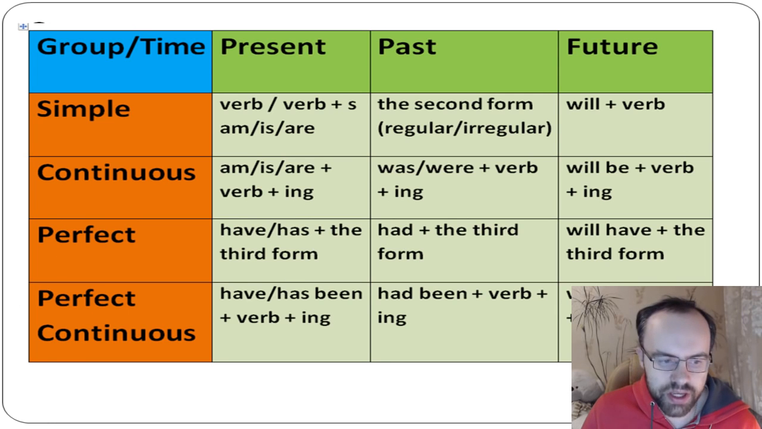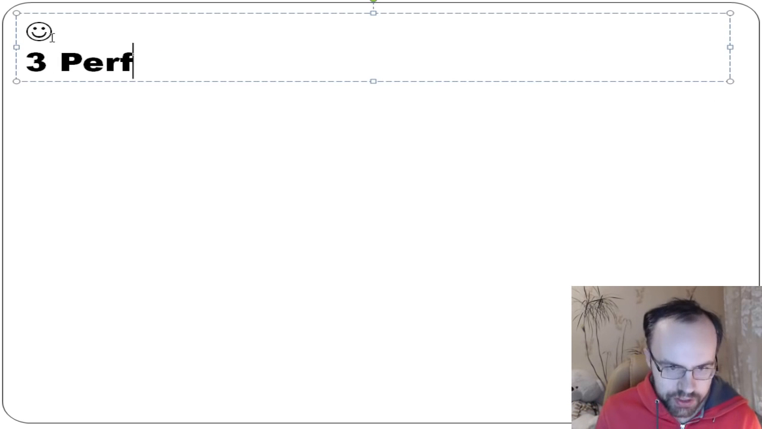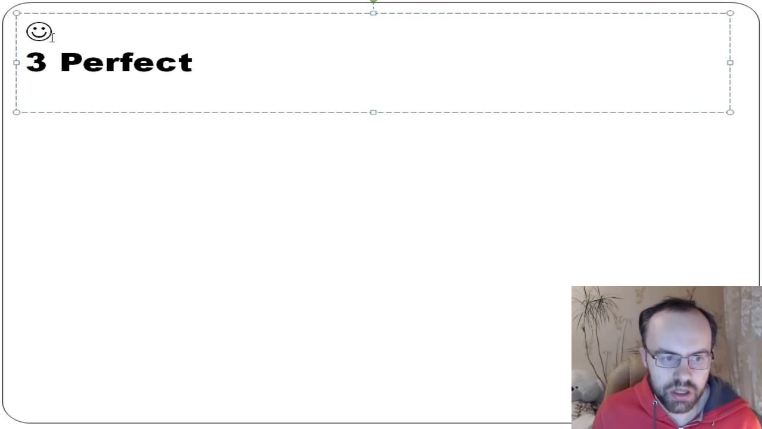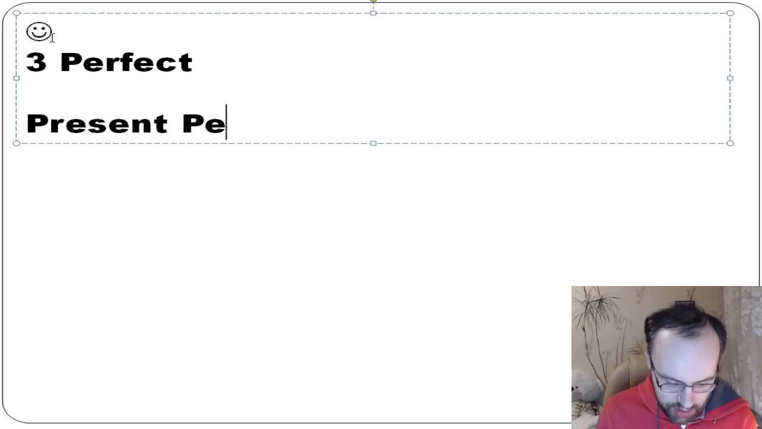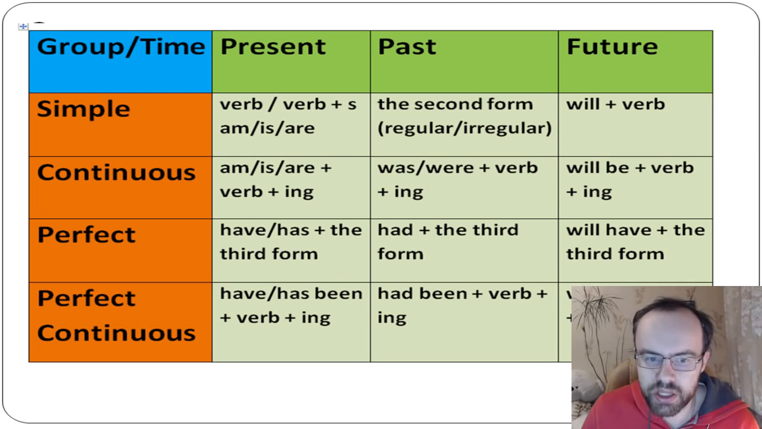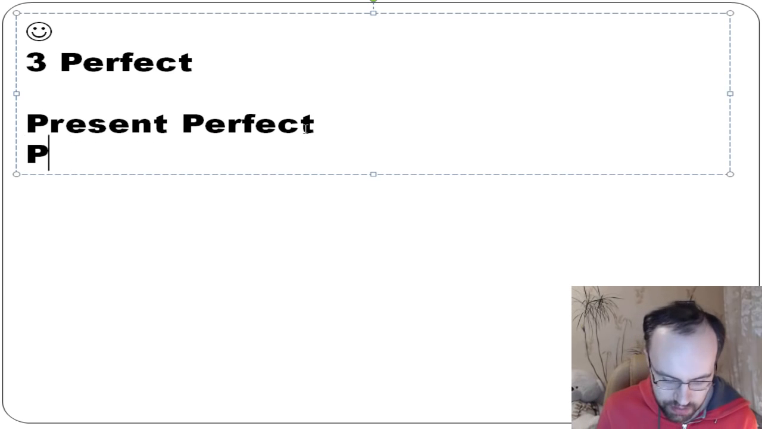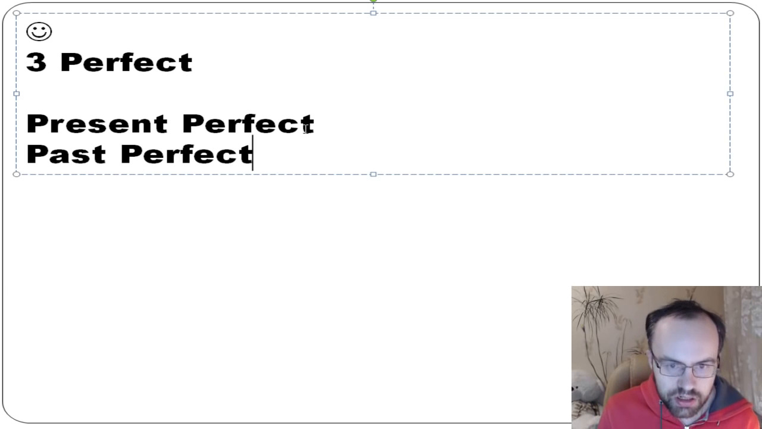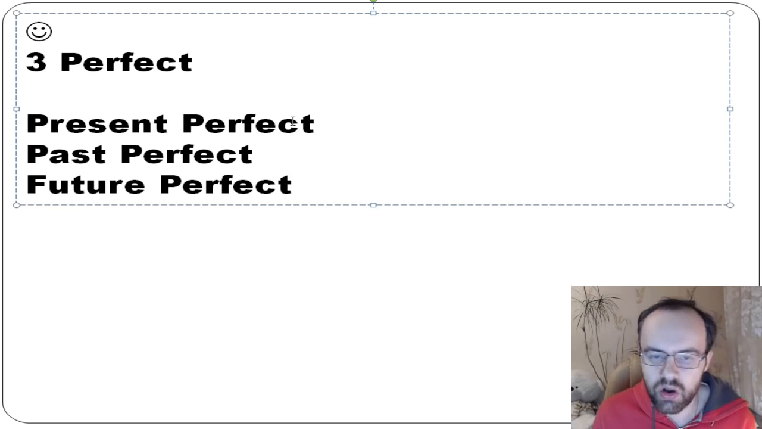Okay, let's look at the third group. We call this group perfect. Again we see present perfect. There are three times, present, past, and future, and perfect: present perfect, past perfect, and future perfect. And you need to know that it's a more complicated tense.